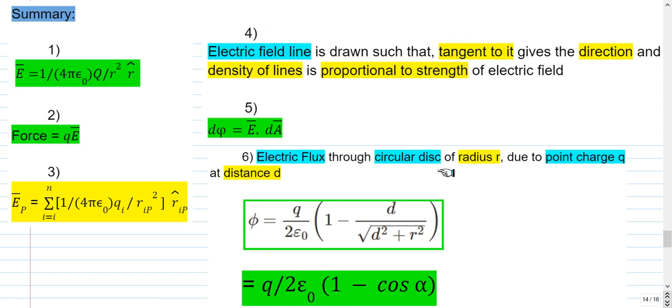Electric flux through a circular disk of radius r due to a point charge Q at a distance d from it is 1 by 2 epsilon naught into 1 minus d divided by square root of d square plus r square. Here the disk is oriented such that the line joining the point charge Q and the center of the disk is normal to the face of the disk, and d divided by square root of d square plus r square is cos alpha, where alpha is the half angle of the cone. So it is q by 2 epsilon naught into 1 minus cos alpha.